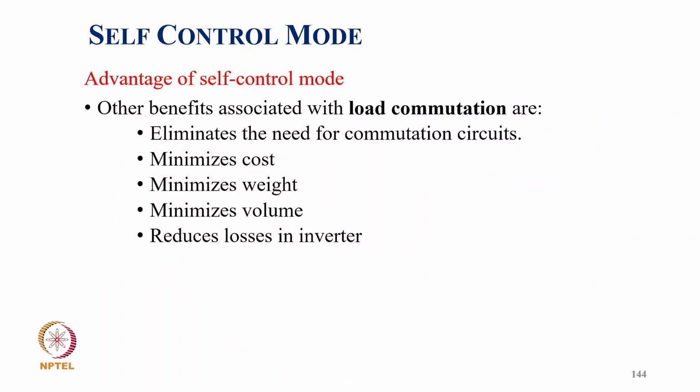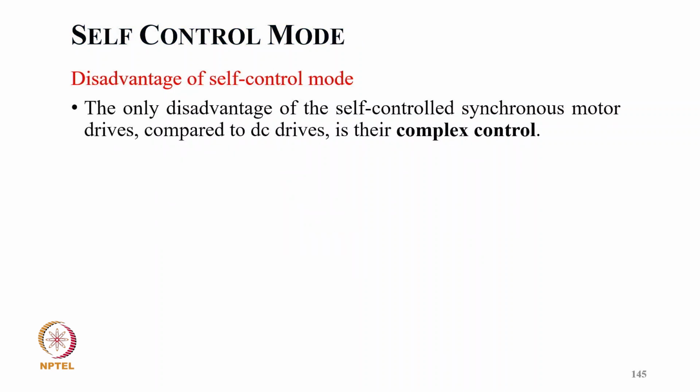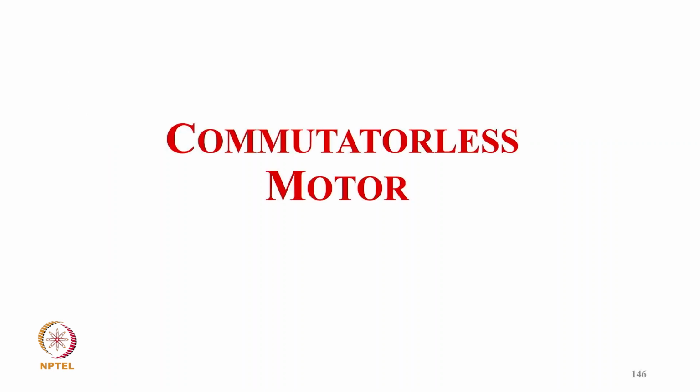The advantages of self-control, over the other benefits associated with load commutation, are that it eliminates the need for a commutation circuit, minimizes cost, minimizes weight, minimizes volume, and reduces losses in the inverter. The only disadvantage of the self-control motor compared to the DC type is their complex control. Moreover, it cannot operate even at unity power factor because of line commutation. It has to operate in leading power factor mode.